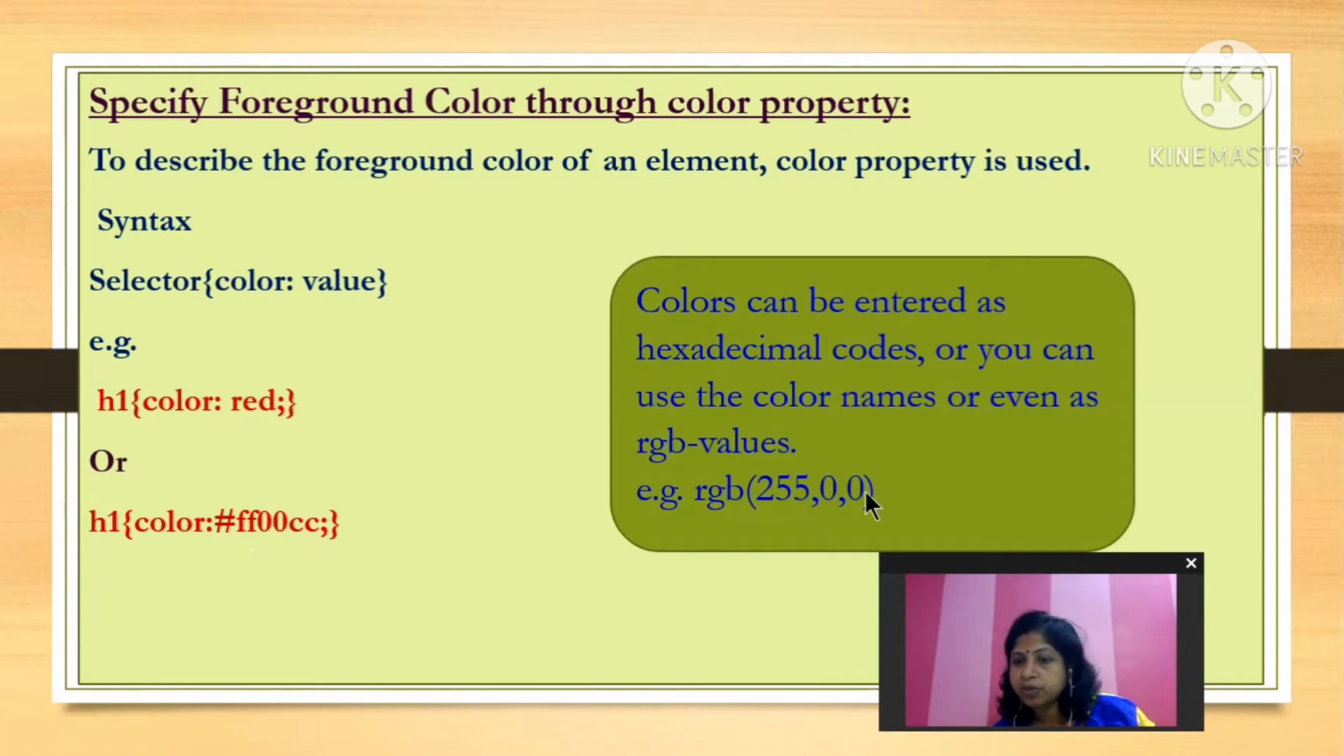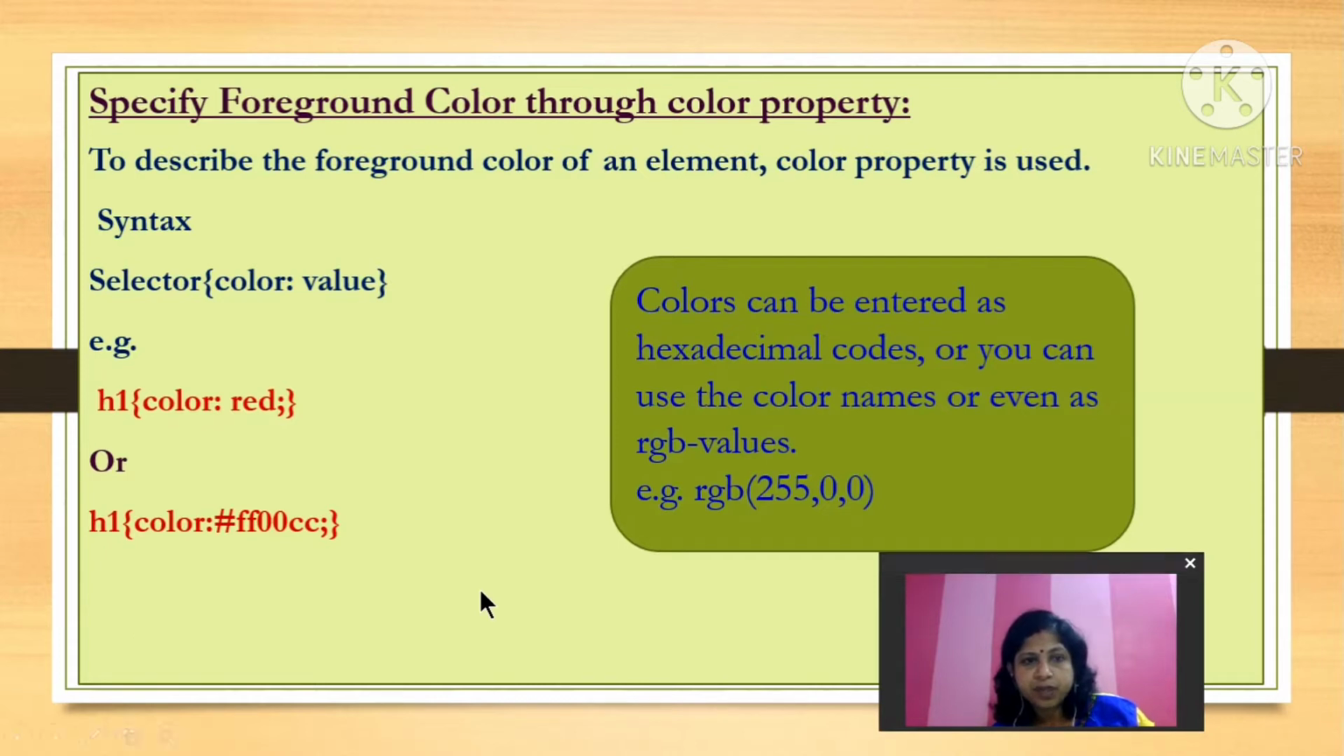The same thing you can do using RGB values also. 0 to 255 is the range. If it is 255, 0, 0, it is a red color, because red is 255 and the other two colors are 0. But any value from 0 to 255 we can give to create a color.